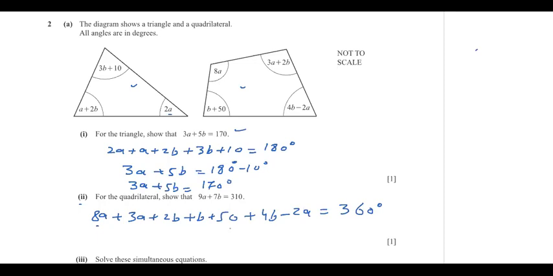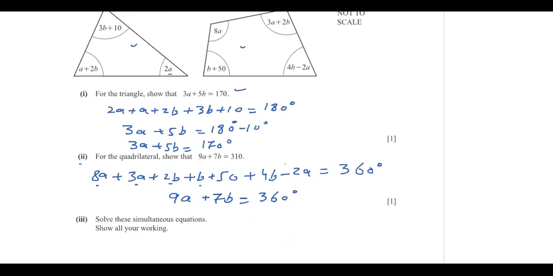Now 8a plus 3a, 11a minus 2a will be 9a. 2b plus b, 3b, 3b plus 4b, 7b. So that is plus 7b equals 360 degrees. This plus 50, take it to the other side, it will make minus 50. So finally, the required result we will get is 310.